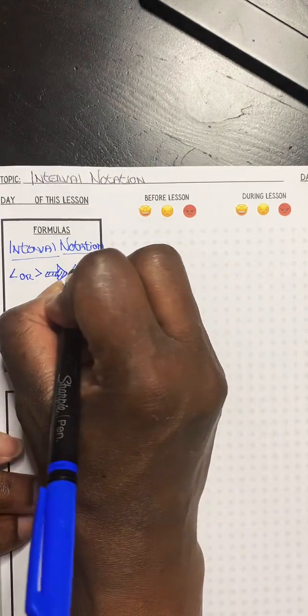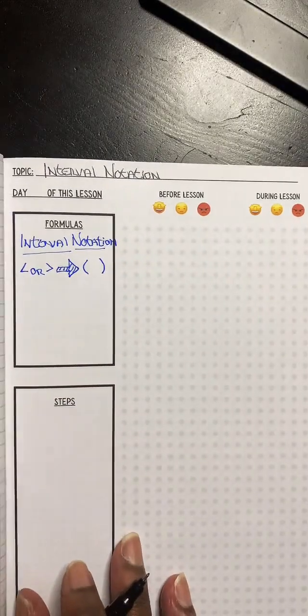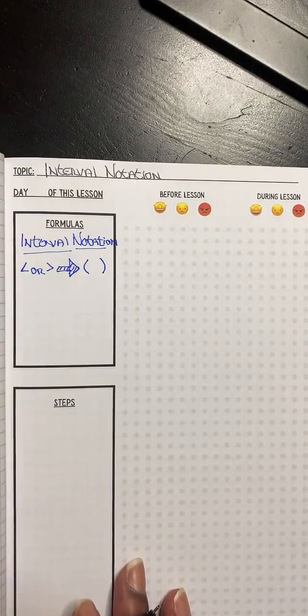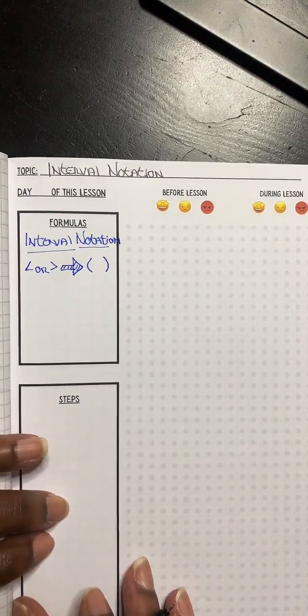What you're going to use is parentheses. You're like, what? Parentheses means it's unbounded. It can get as close as it can to that number, but will never really equal it.